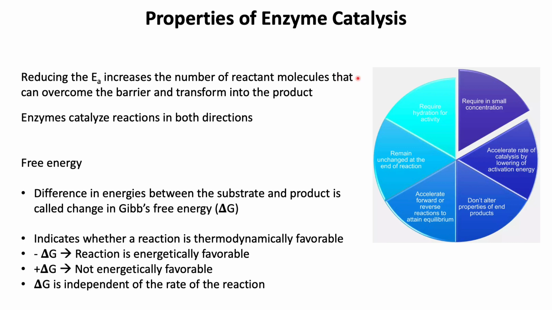In general, the properties of enzyme and enzyme catalysis are that the enzyme is required only in small concentration, and the enzyme accelerates the rate of the reaction by lowering the activation energy. Reducing the activation energy increases the number of reactant molecules that can overcome the energy barrier and get converted into the product. Enzyme catalysis does not alter the physical or chemical properties of the end product, and the enzyme itself is not changed. It remains unchanged by the end of the reaction.